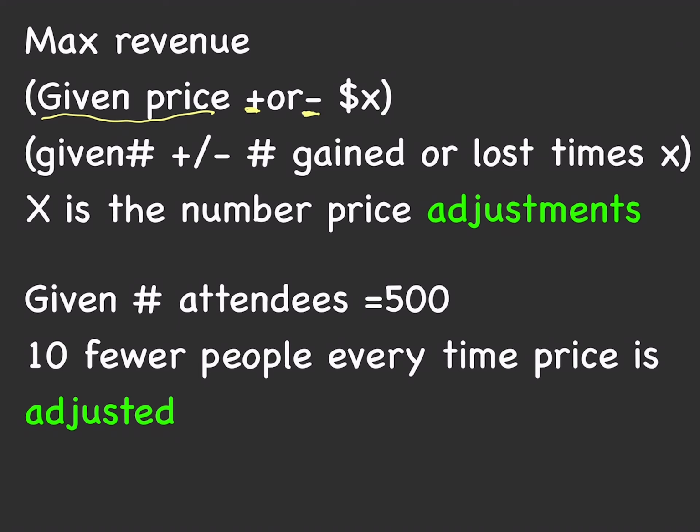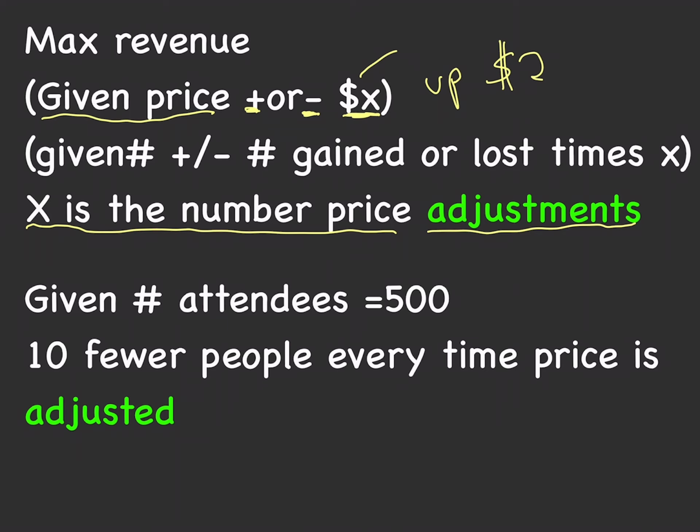Okay, so either plus or minus in there, and then the second part here is going to be whatever you can raise or lower the price by. In other words, is it for every $2.50 price range, or is it for every $2 rise in the price? You're going to write the dollar amount right there, and then write X. Okay, and X is going to stand for the number of price adjustments. So let's say every time you go up by $2, you're going to lose 10 people, all right?